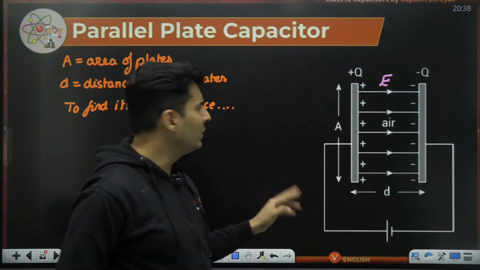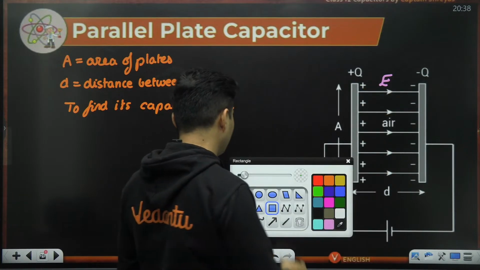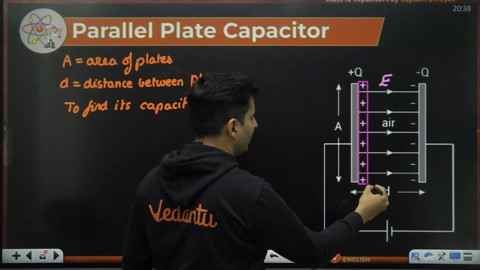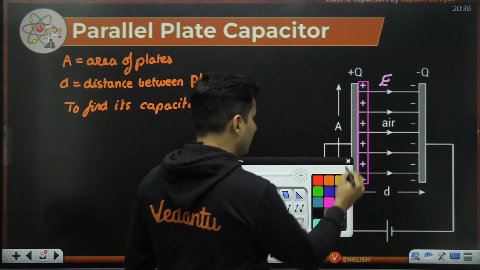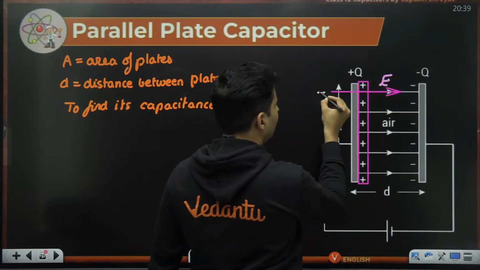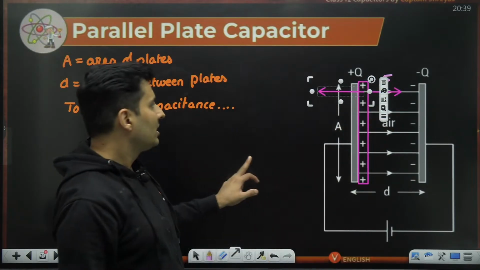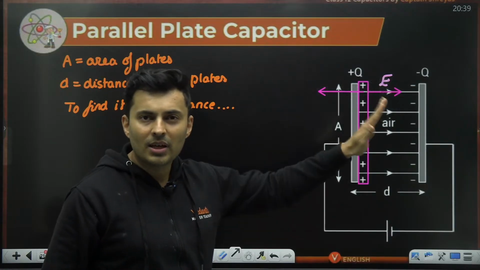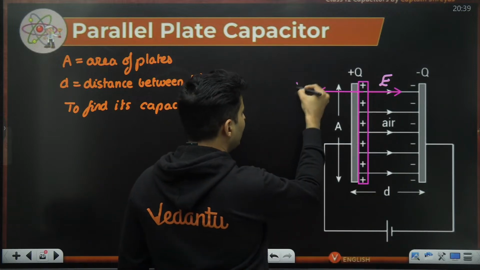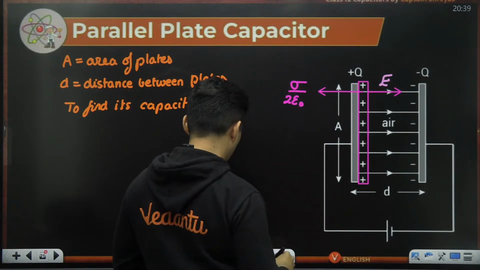So, one thing I can do: this particular positive charge over here will give rise to electric field like this and like this. Remember, any charged sheet will give electric field on both sides. How much will that field be? It will be sigma by 2 epsilon naught.